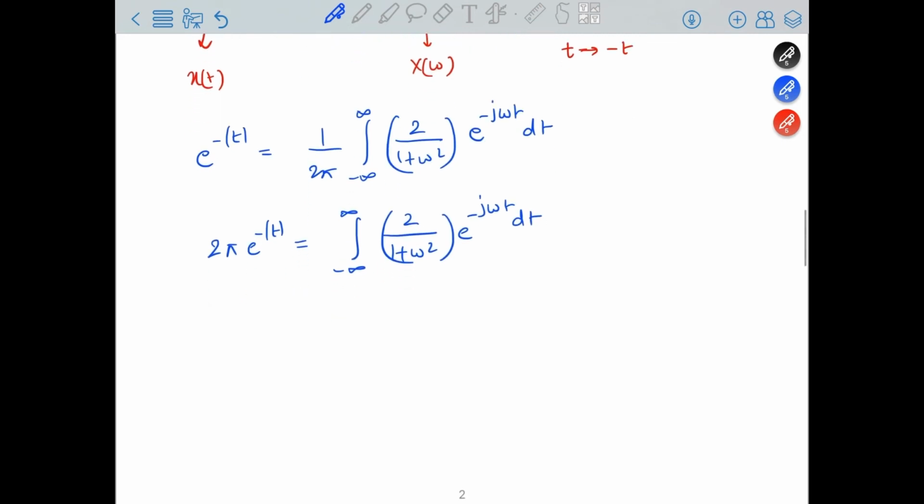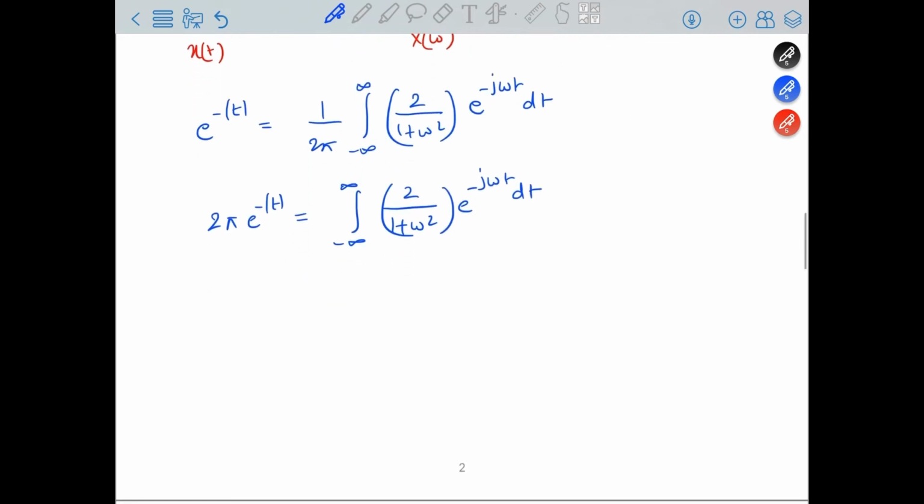Now what we'll do, we'll replace t with omega. So here the second replacement comes into the picture. So what we'll do, t is replaced with omega. So we'll get e raised to the power minus mod of omega, which will be equal to the integral from minus infinity to infinity of 2 over 1 plus t square e raised to the power minus j omega t dt.